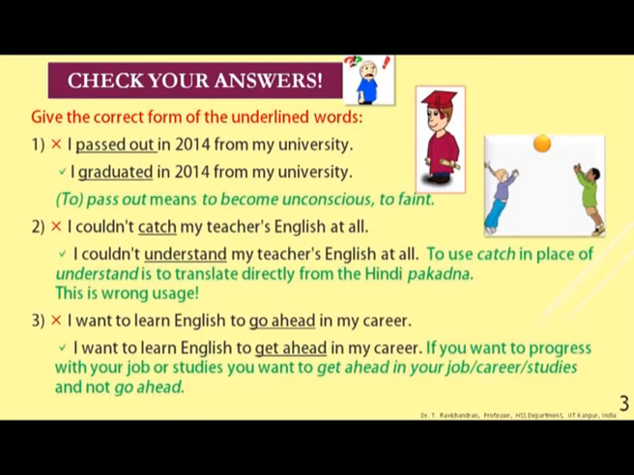I passed out in 2014 from my university. Passed out is wrong, because to pass out means to become unconscious, to faint. So those days in the Victorian culture, ladies used to pass out even at the sight of blood. Okay, they were fainting, they were so delicate and tender. But when you want to say that you graduated, say you graduated, that you completed your degree. I graduated in 2014 from my university.